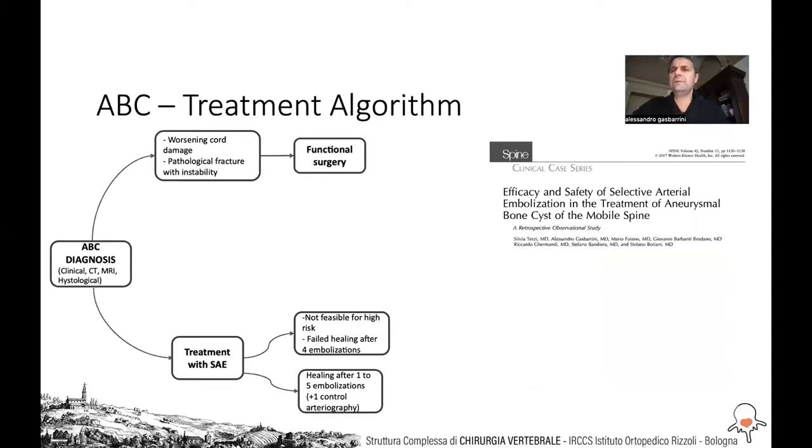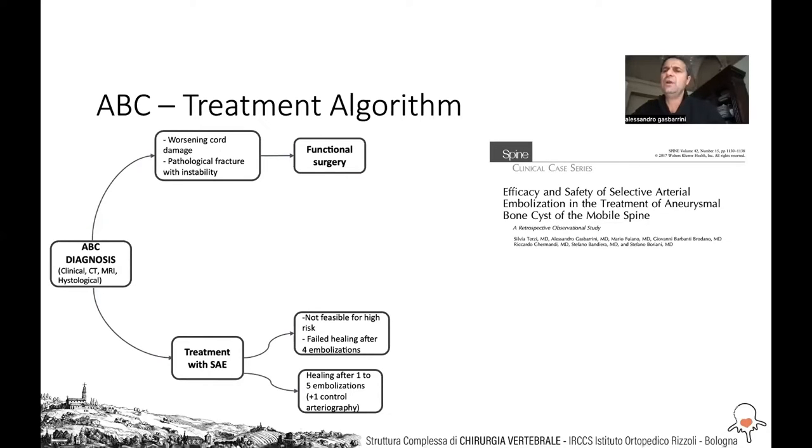This is a treatment algorithm proposed by our unit after the ABC diagnosis is obtained. If worsening cord damage or unstable pathological fracture is present, the surgical approach with decompression and stabilization is indicated. In absence of these clinical features, a conservative approach with selective arterial embolization should be performed, with healing expected after 1 to 4 embolizations.